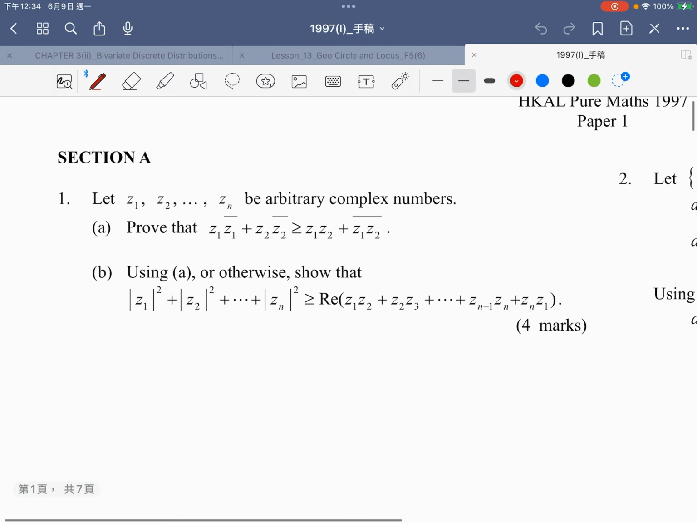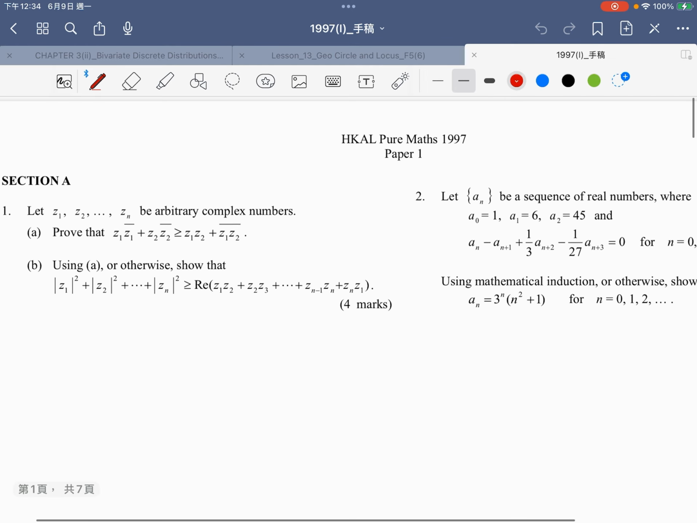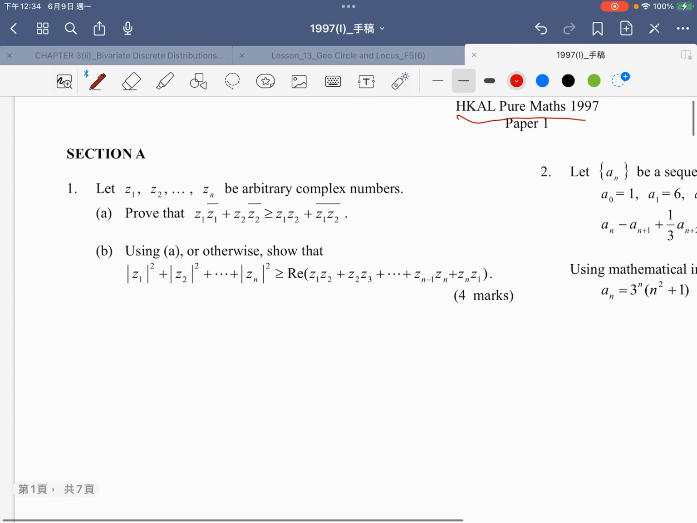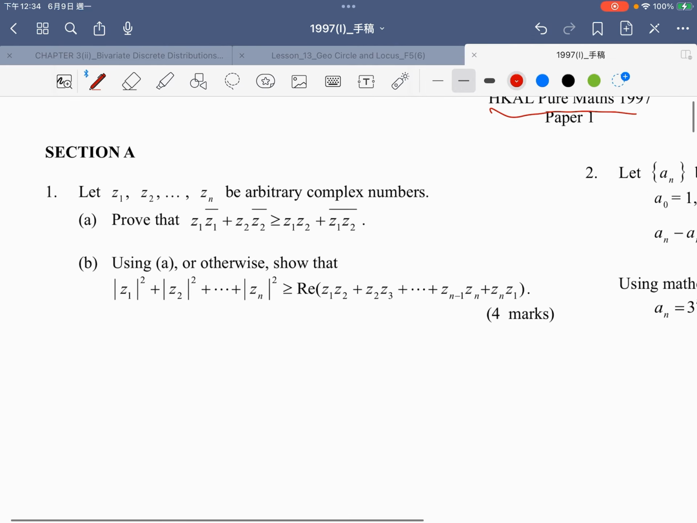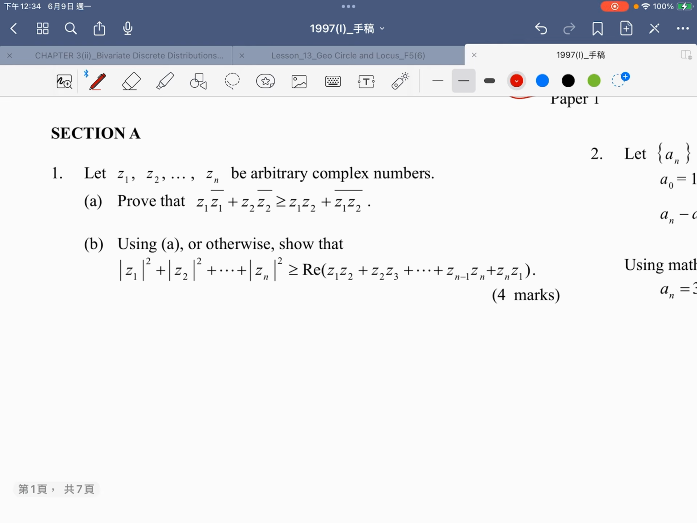This question is from A-level pure maths, 1997, sorry. And this is question 1. This question is about complex numbers. First, for any complex numbers Z1, Z2, and so on to Zn, let them be arbitrary complex numbers.